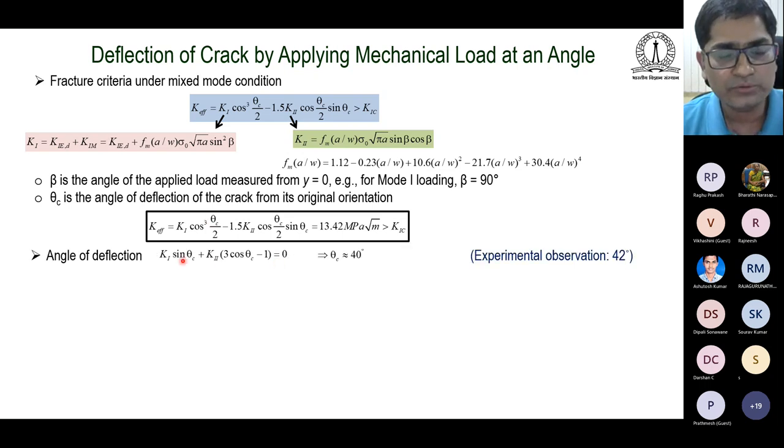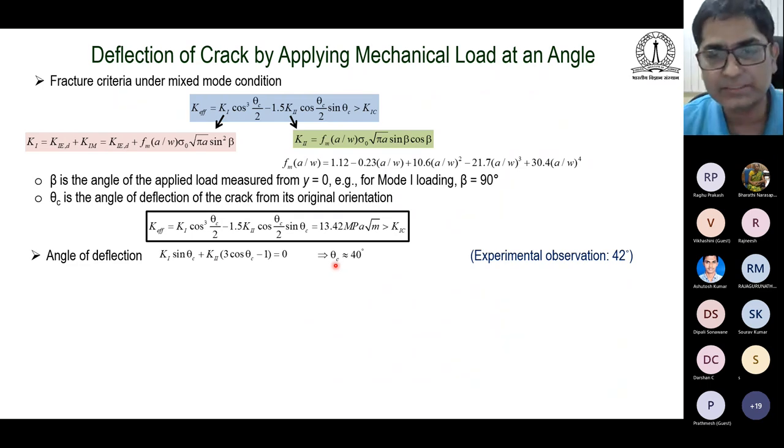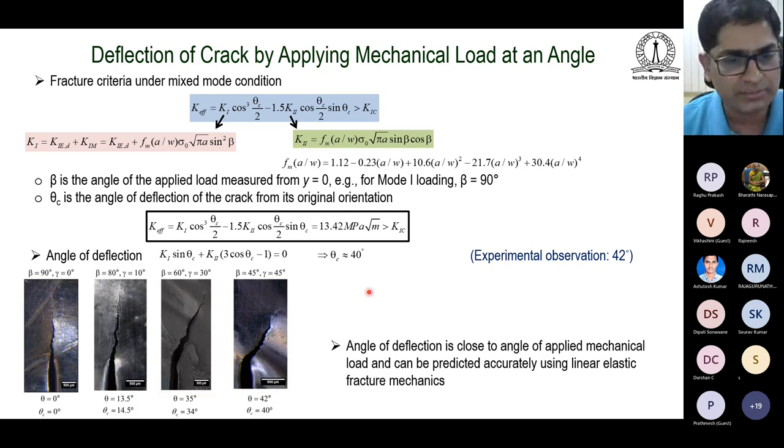From these things, we can also get a sense of what should be the theta at which the cracks would deflect in such kind of loading. And if we do these calculations, what we get is about 40 degrees. And in the experiments, we have observed about 42 degrees. So this matches really well.